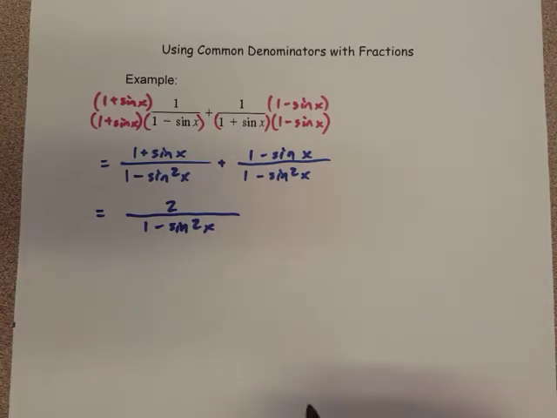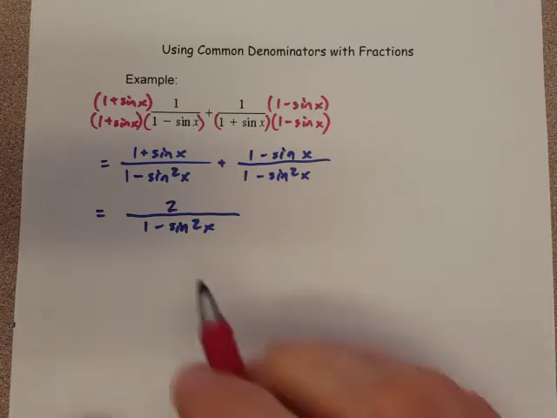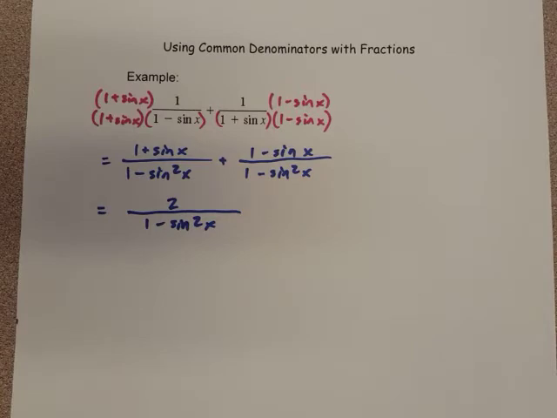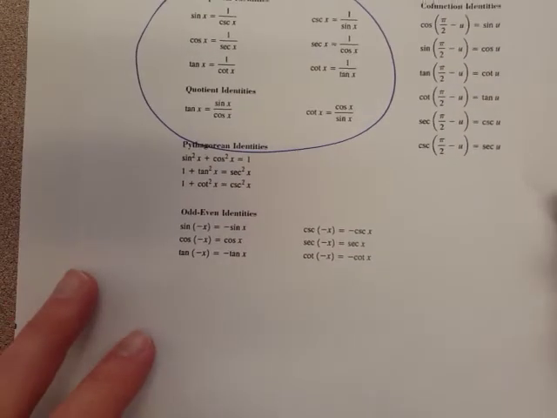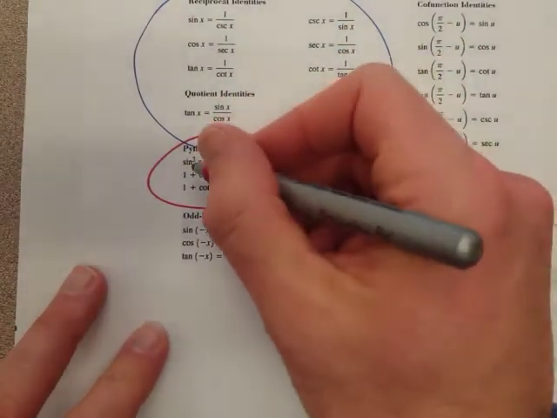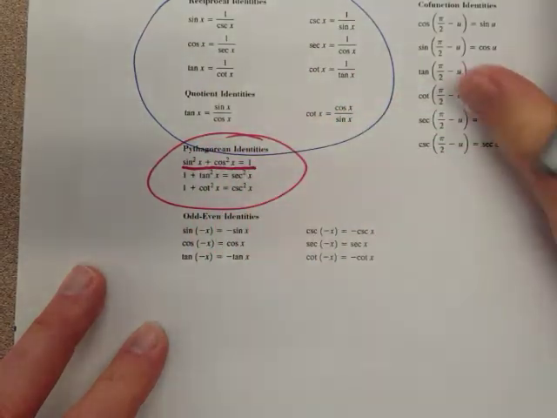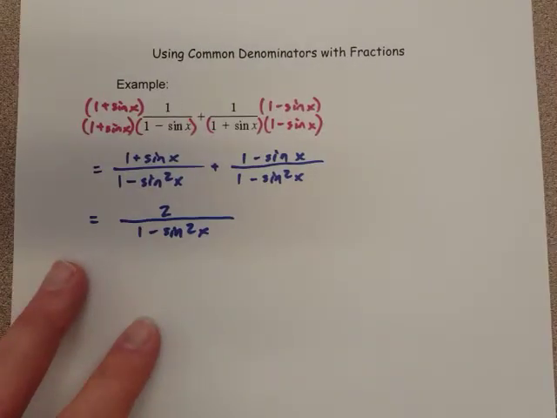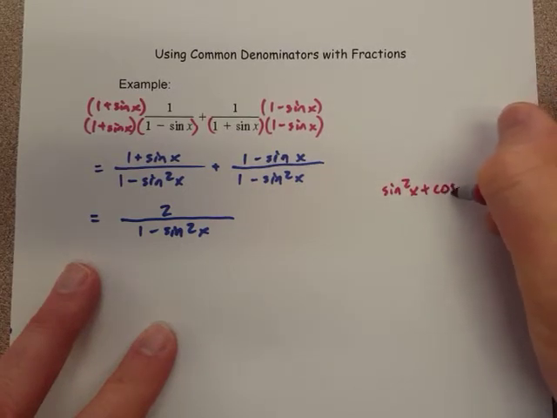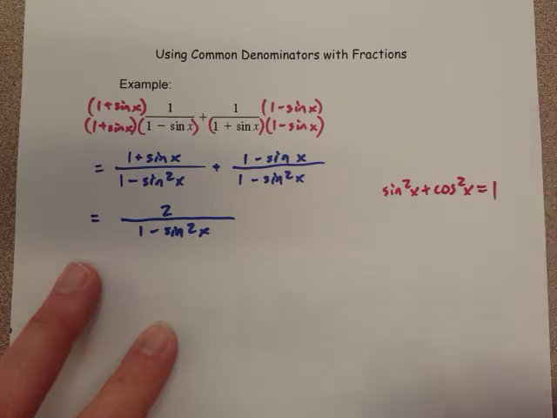Once we get to that point, now we're able to work with some of the stuff we were talking about earlier, specifically the Pythagorean identities. Notice that this is sine squared. If I go back to my Pythagorean identities, the only one that involves sine squared is this one right here. So I'm going to rewrite that one on my page just off to the side. Sine squared plus cosine squared equals 1.